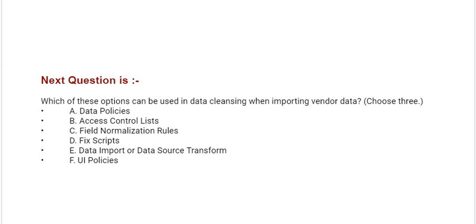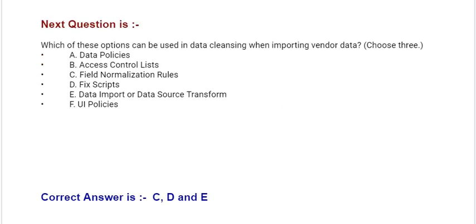Next question is, which of these options can be used in data cleansing when importing vendor data? Choose 3 options. Option A. Data policies. Option B. Access control lists. Option C. Field normalization rules. Option D. Fix scripts. Option E. Data import or data source transform. Option F. UI policies. Correct answer is option C, D, and option E.